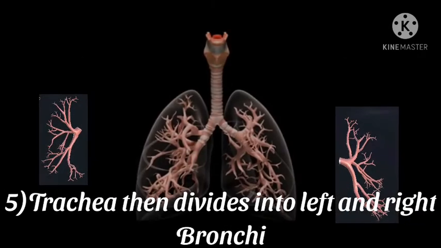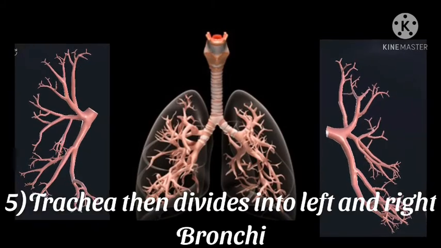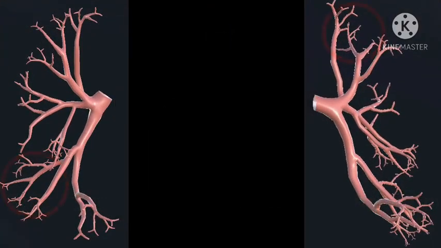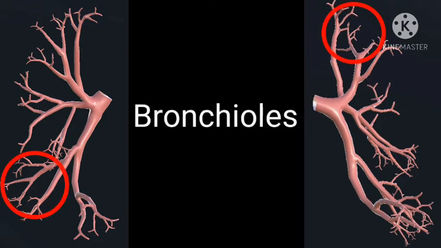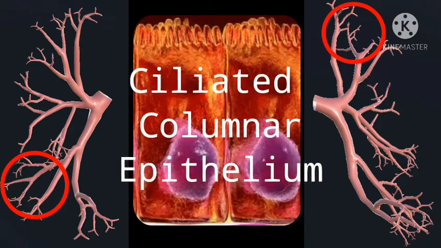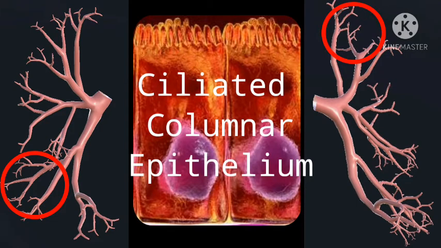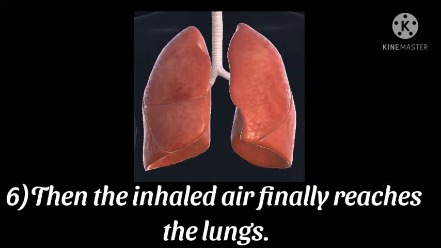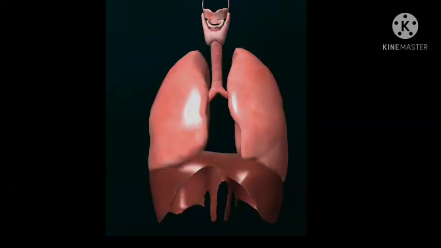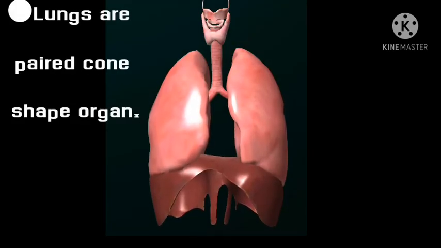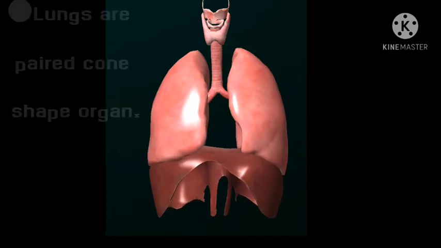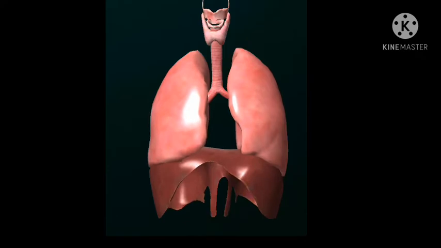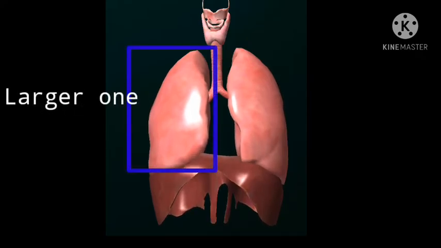The trachea then divides into left and right bronchi, where each of them enters a lung. Bronchi, on entering the lungs, divide into smaller and smaller bronchioles. The bronchi are lined with ciliated columnar epithelial tissue. Then the inhaled air finally reaches the lungs. Lungs are paired cone-shaped organs that occupy the greater part of the thoracic cavity. They are separated by the heart and other structures of the mediastinum. The right lung is much larger than the left lung.